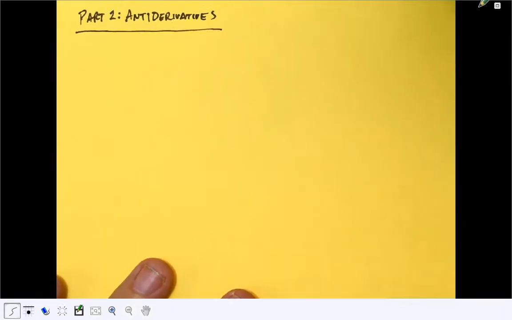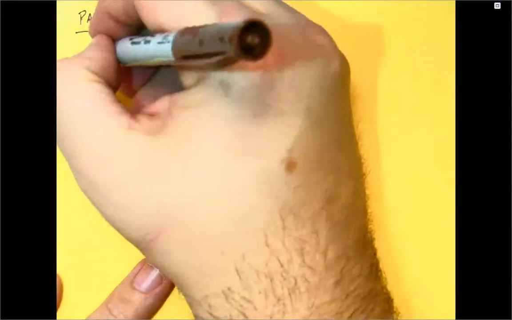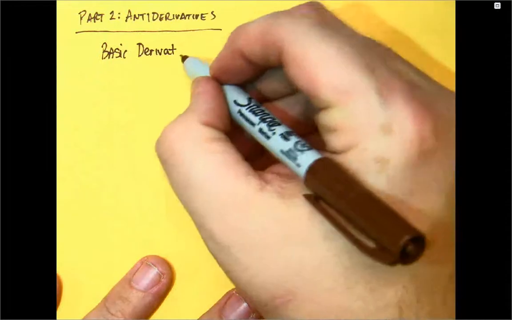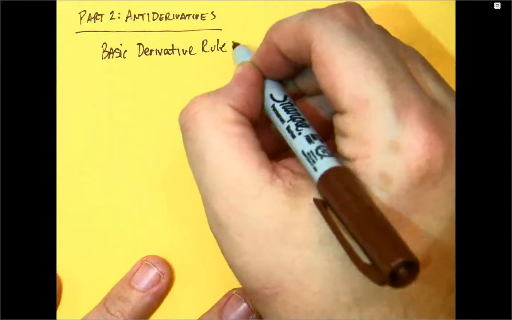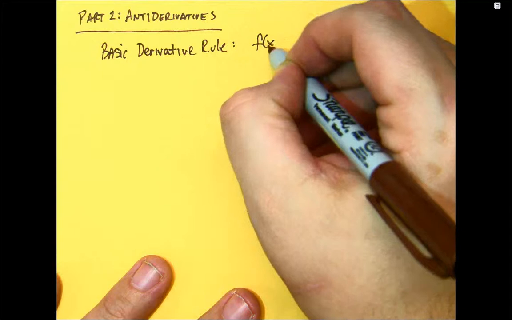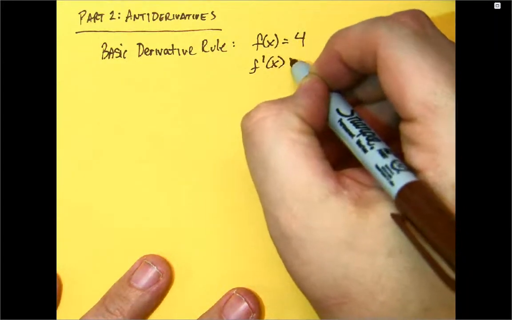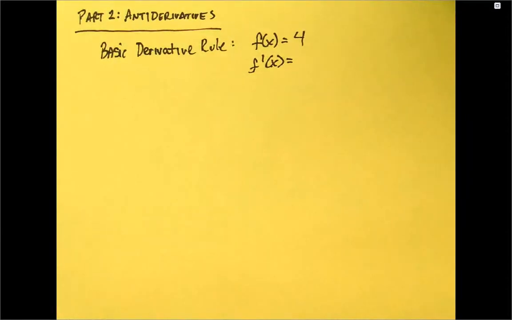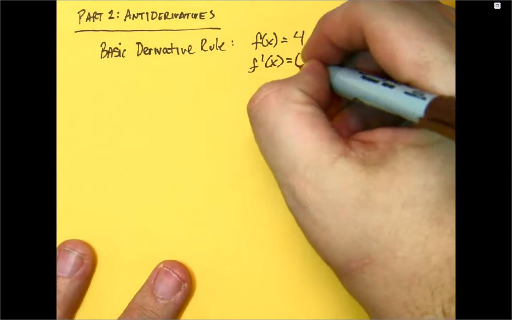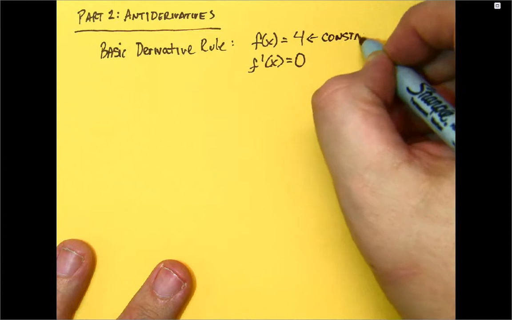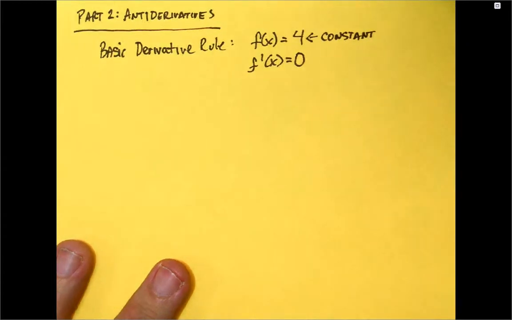Alright, part 2, antiderivatives. We're going to start off with a basic derivative rule. If f of x is equal to 4, what's f prime of x? Pause it, figure it out. Alright, that should be enough time. 0. 4 is what we call the constant. And the derivative of a constant is always 0.